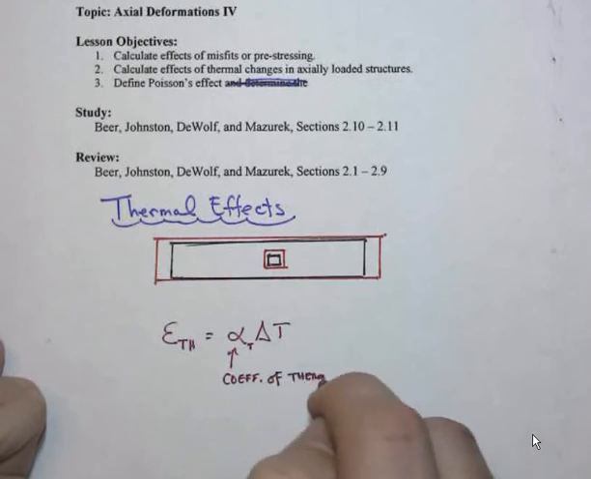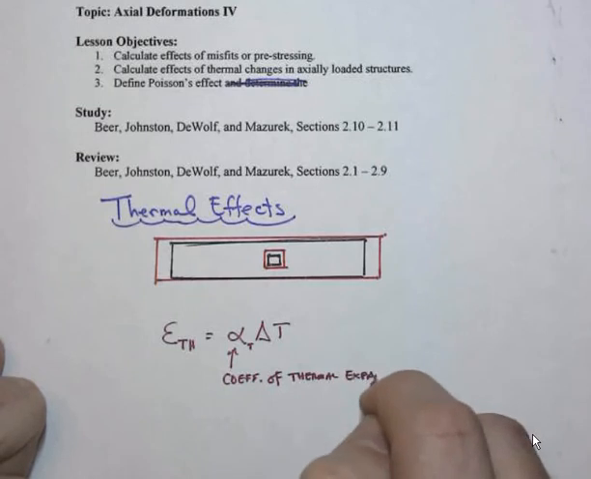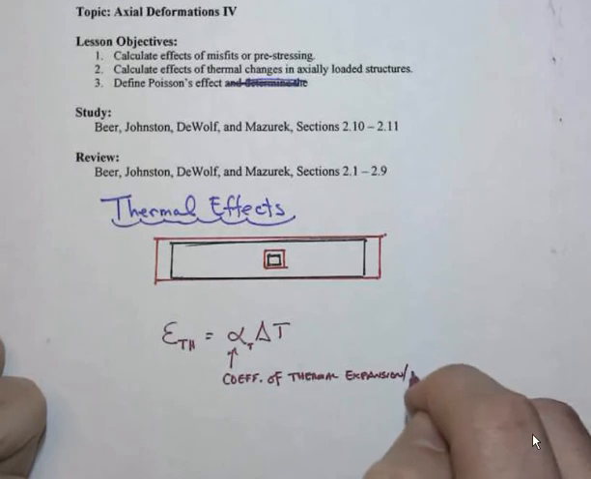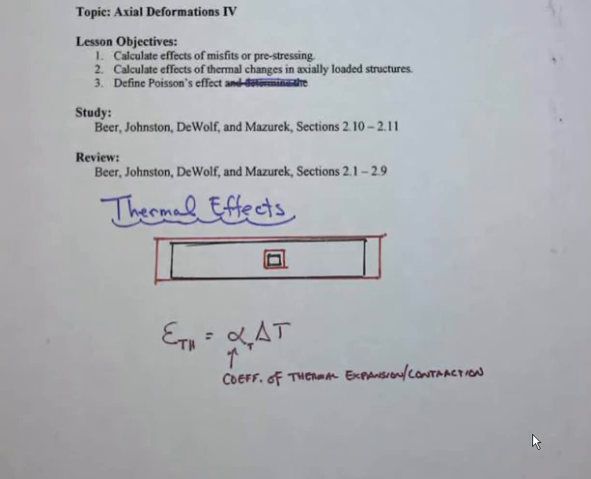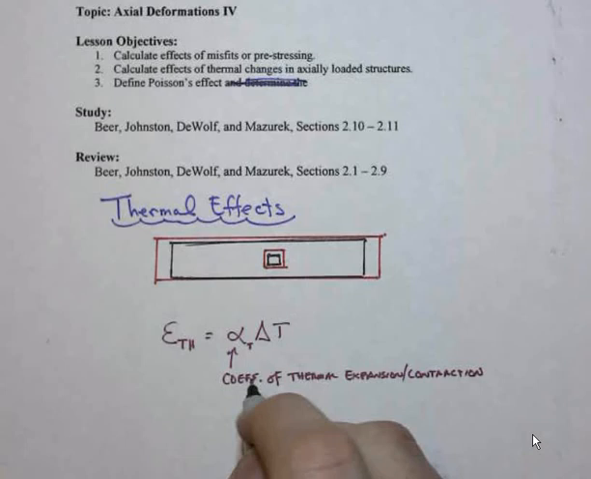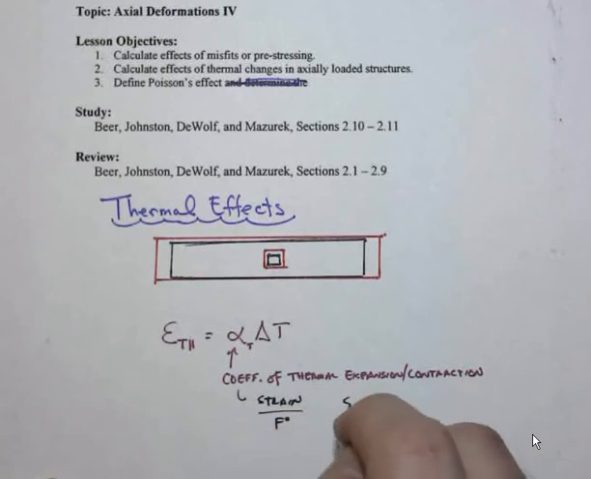You may have encountered this in a basic physics class before. And of course it's not just expansion. Usually the expansion and contraction coefficient are the same, so we usually just call it the coefficient of thermal expansion, and it's understood that it's also for contraction. The units associated with this will be units ultimately of strain over Fahrenheit degree or strain over Celsius degree.